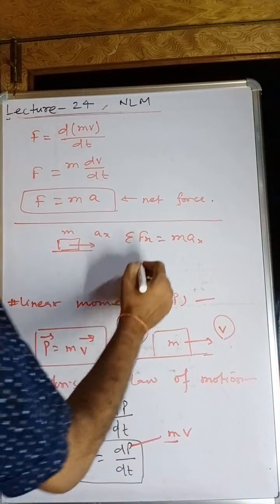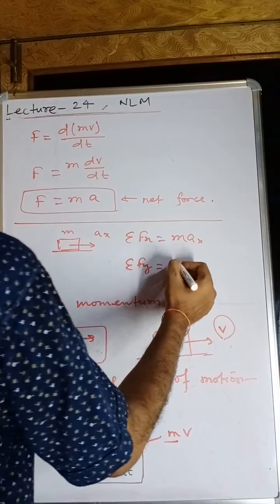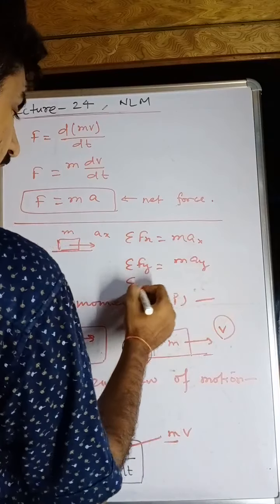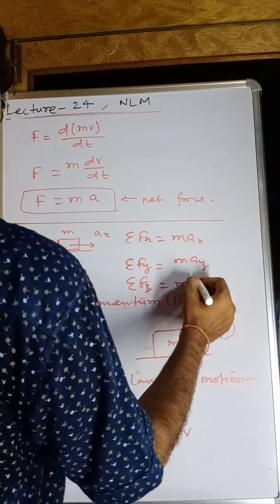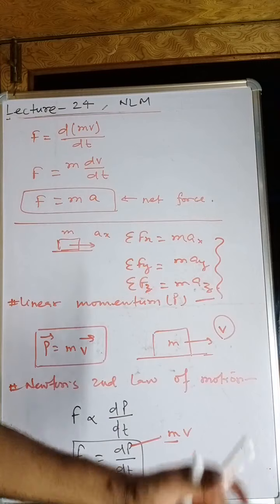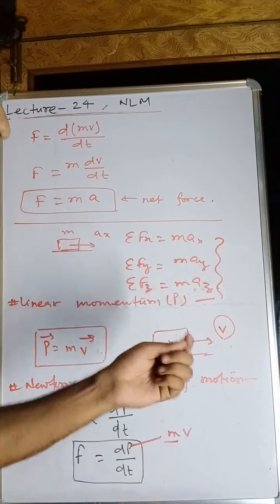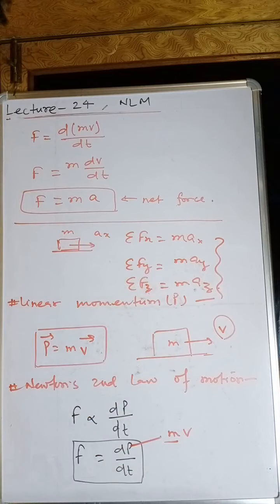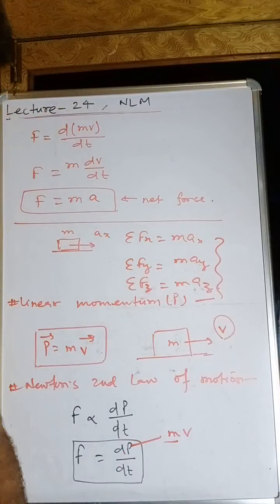Remember, in a similar way, along the y-axis it will be sigma F_y equals m a_y, and sigma F_z equals m a_z. Okay, my dear students. So these are the very important equations you have to write. Remember, these equations apply if the body has some velocity and some acceleration, and that velocity is changing. On the basis of this equation, we will solve a few more questions.